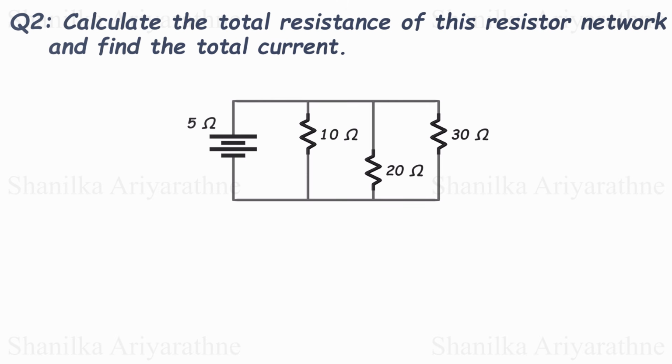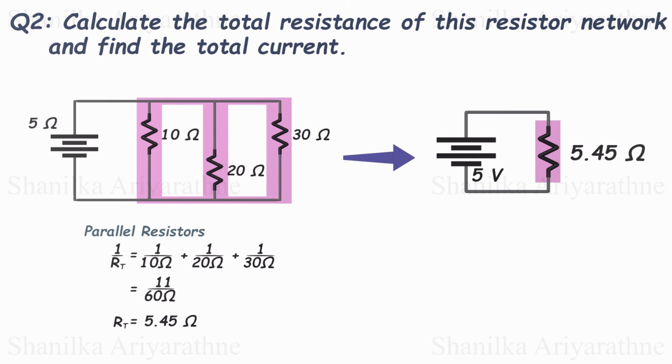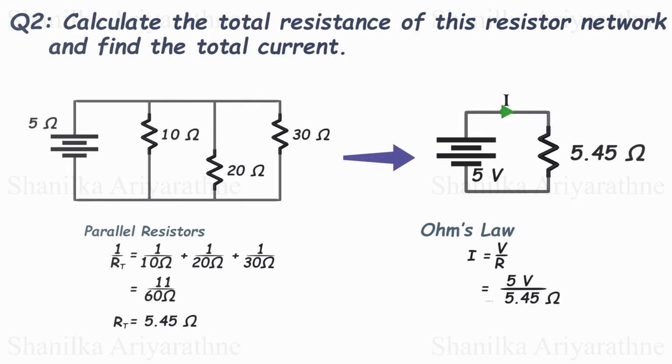Calculate the total resistance of this circuit and calculate the current drawn from the battery. We can see there are 3 resistors connected in parallel: 10 ohms, 20 ohms, and 30 ohms. So the reciprocal of total resistance is the sum of reciprocal of each resistor's resistance. It is a bit harder than earlier. We get the total resistance of 5.45 ohms. By finding total resistance, we can replace the 3 resistors by one resistor with 5.45 ohms resistance. Since we know the total resistance and the voltage, we can easily use the Ohm's law to calculate the current.